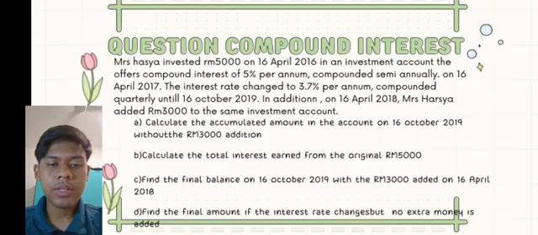As you can see, Mr. Sasha invested RM5,000 on 16 April 2016 in an investment account that offers compound interest of 5% per annum, compounded semi-annually. On 16 April 2017, the interest rate changed to 3.7% per annum, compounded quarterly until 16 October 2019. In addition, on 16 April 2018, Mr. Sasha added RM3,000 to the same investment account.